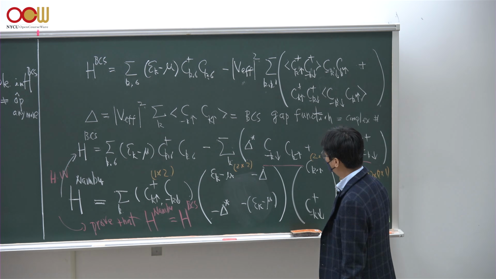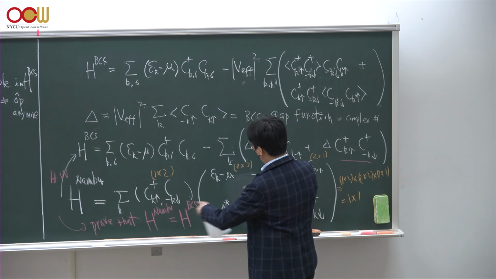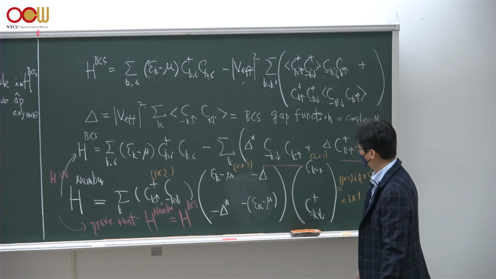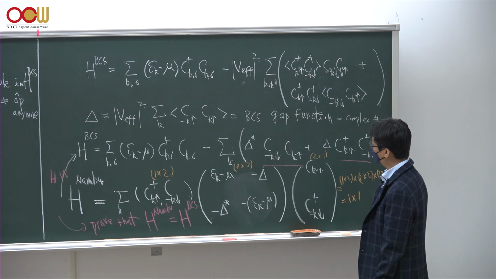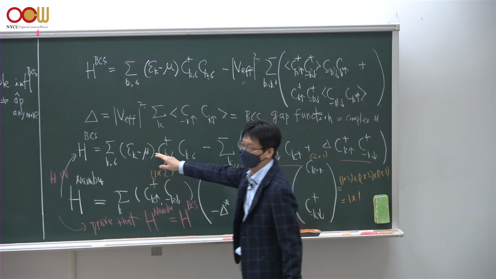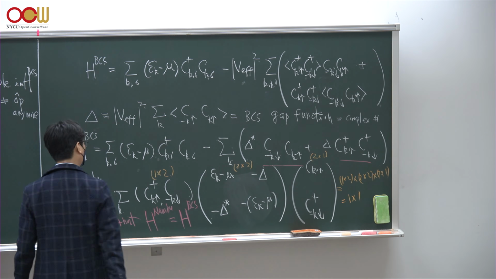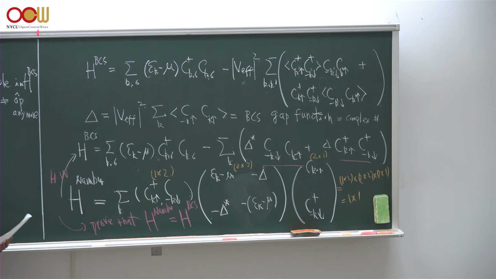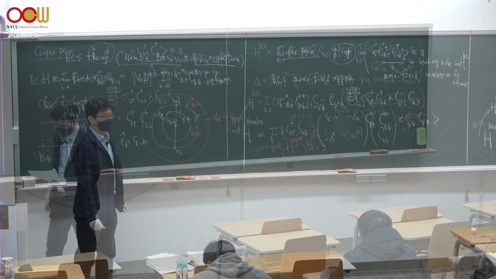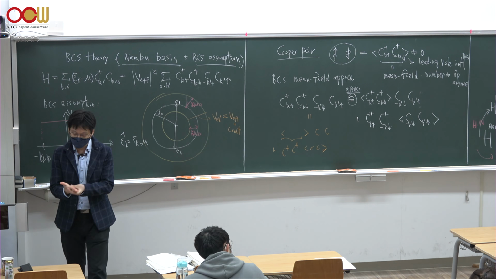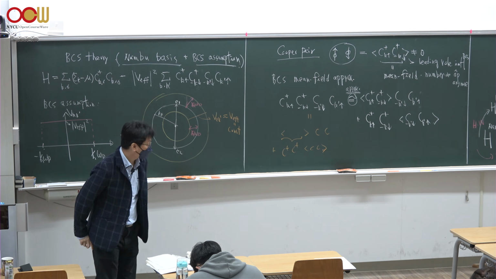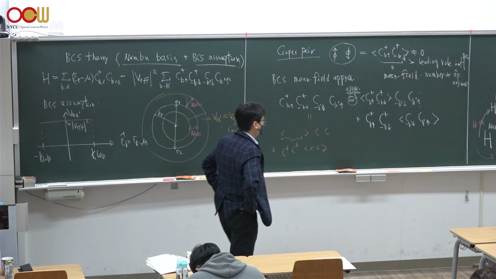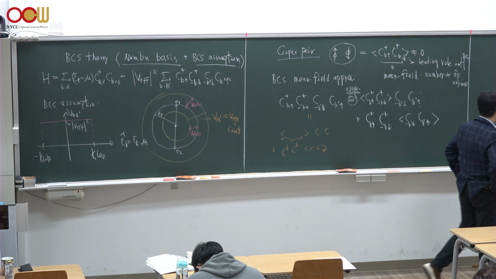Okay, so it is very easy to see that if you simply expand the matrix elements of this matrix product, you go back to this BCS Hamiltonian. It's very easy to prove. So we take a short break, and then we continue diagonalizing this 2x2 Nambu-basis BCS Hamiltonian.